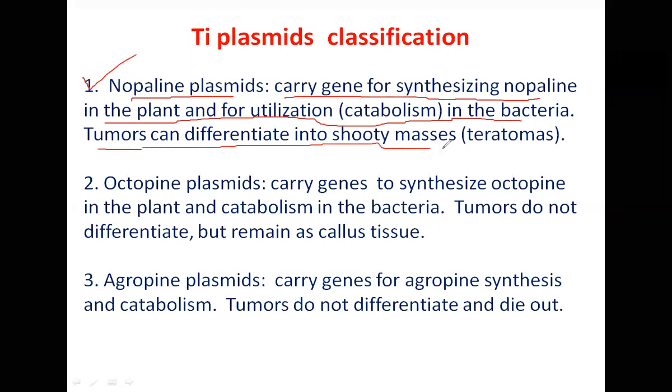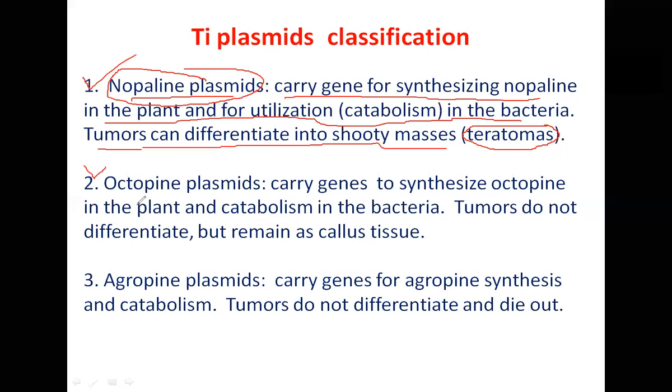differentiate into shooty masses. They are also technically called teratomas. This tumor can differentiate and it becomes a shoot-like structure. Now, that is a characteristic of nopalin plasmid. So from morphology also you can say what kind of bacteria must have infected the plant cell by looking at the morphology of the tumor. If the tumor formation has differentiated into a shooty mass, a shoot-like structure, then one can grossly say that this particular plant must have been infected by an agrobacterium carrying nopalin gene synthesis and catabolism, a nopalin plasmid.